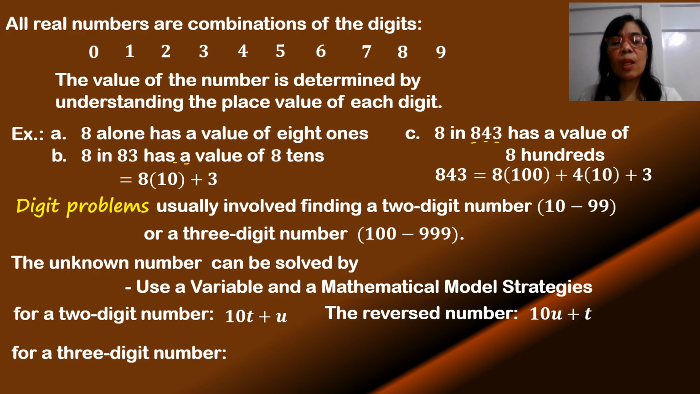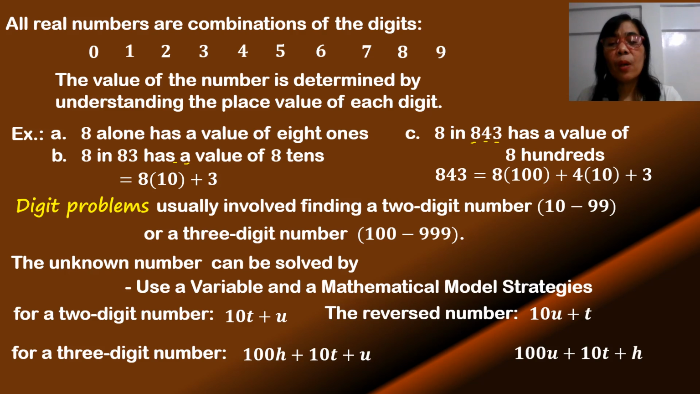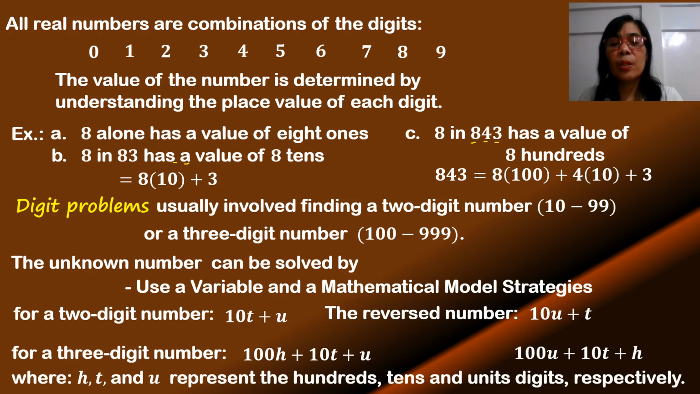So for a three-digit number, you may let the hundreds, tens, and units digits be represented by x, y, and z. So the three-digit number will be represented by 100x plus 10y plus z. Again, for my own convenience, I use 100h plus 10t plus u, where h, t, and u represent the hundreds, tens, and units digits respectively. The reverse of this number will be represented by 100u plus 10t plus h.